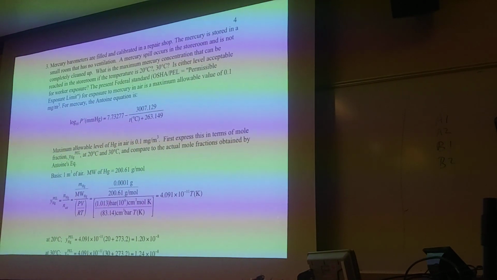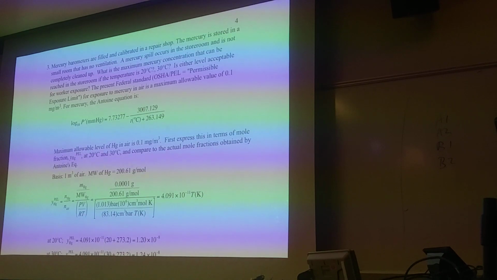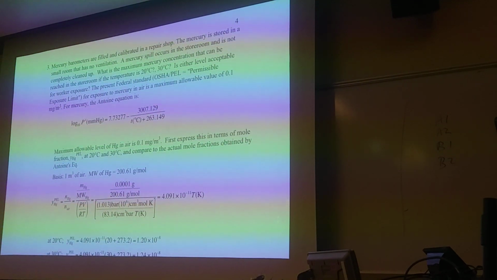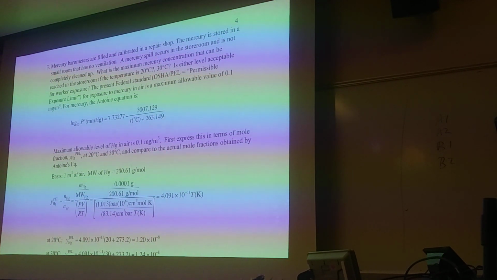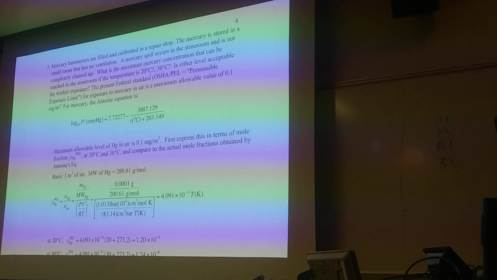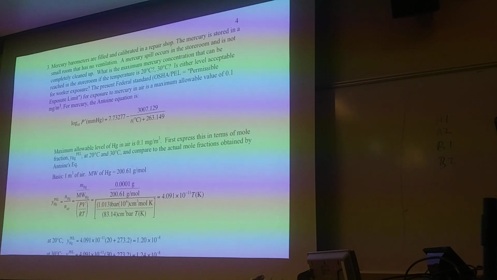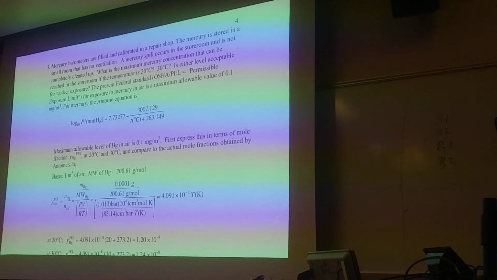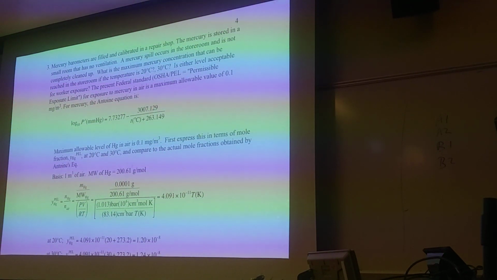Okay, next we've got mercury barometers filled and calibrated in a repair shop. The mercury is stored in a small room that has no ventilation. The mercury spill occurs in the storeroom and is not completely cleaned up. What is the maximum mercury concentration that can be reached in the storeroom if the temperature is 20 degrees C or if it's 30 degrees C? Is either level acceptable for worker exposure?